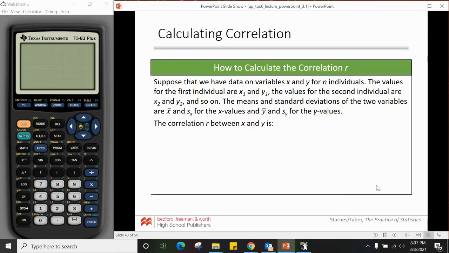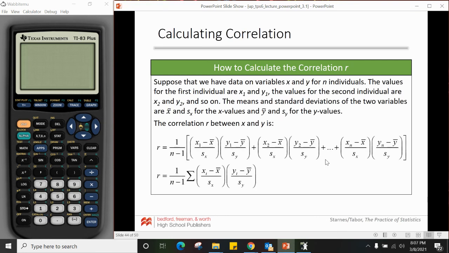Okay, how to calculate correlation. Suppose that we have data on variables x and y for n individuals. The values for the first individual are x1 and y1. The values of the second individual are x2 and y2, and so on. The means and standard deviations for the two variables are x bar and sx, and then y bar and sy. The correlation is this big messy formula: 1 divided by n minus 1 times (x1 minus x bar) divided by s of x times (y1 minus y bar) over s of y. And then you add every single point.